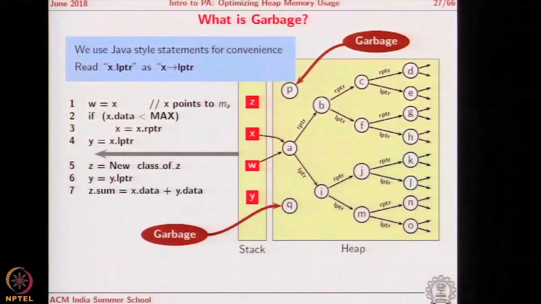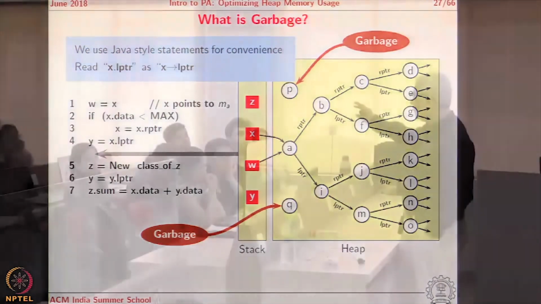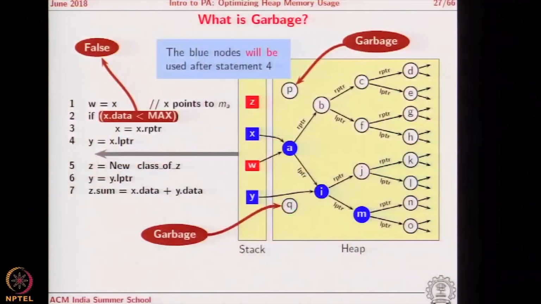If you observe the program more carefully, what we want to know is, beyond this program point, which are the memory locations that are required by the program, and those are the memory locations that must be retained. Everything else is garbage and it should be reclaimed, right. So, if we assume that this condition is false, just to examine this case, let us look at this.